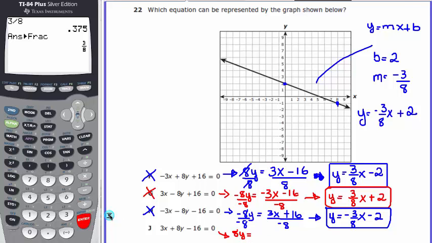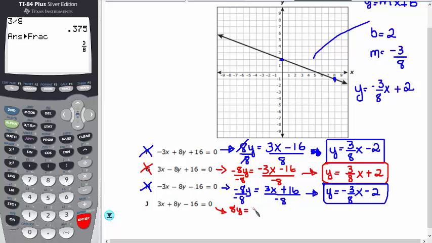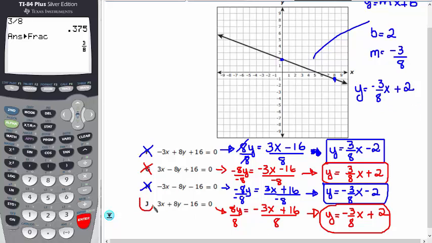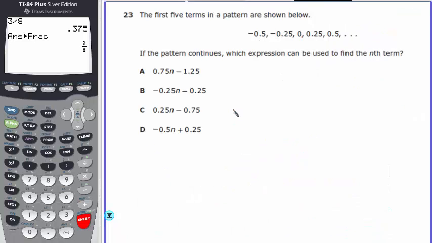equals, let me give you more space here on the bottom. Alright, so the 3x comes over as negative 3x. The 16 comes over as positive 16. We're going to divide both sides by 8 to get the y alone. With that, the y is alone. Negative 3 divided by 8 stays as negative 3/8. And positive 16 divided by 8 becomes positive 2. And now we got this equation, and we compare with the one we got from the graph, and we notice they are the same. So with certainty, we know that it's letter J. Okay, so let's go ahead and go on to the next question, question number 23.